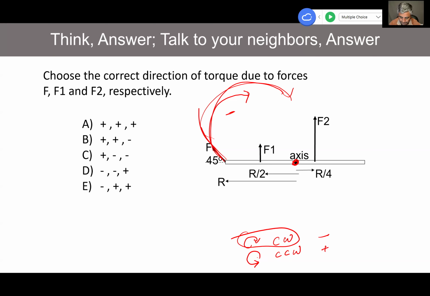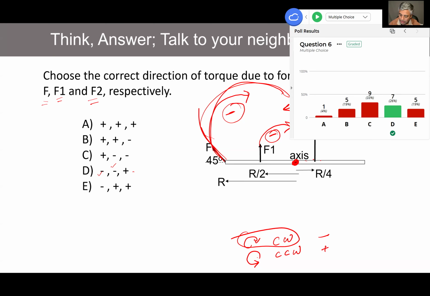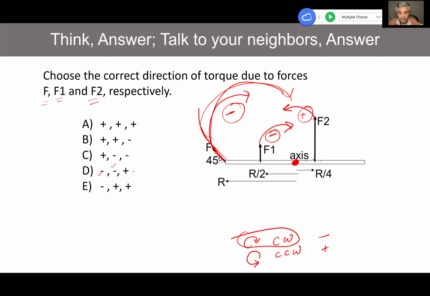Okay, for F. And then F1, the axis is here. It is also trying to rotate this way. That is clockwise, so this is also negative. However, F2 is on the other side of the axis, so it's going to try to rotate that way. That means it's positive. Since it says F, F1, and F2, the signs are negative, negative, and positive. So D is the correct answer in this case. A lot of mistakes again.